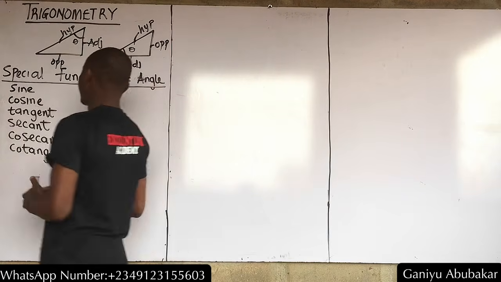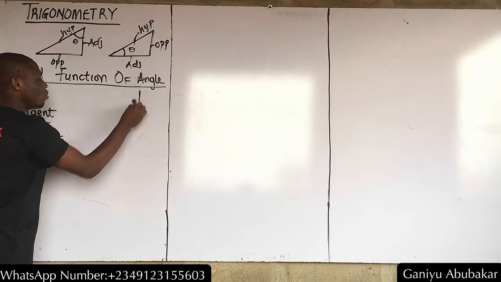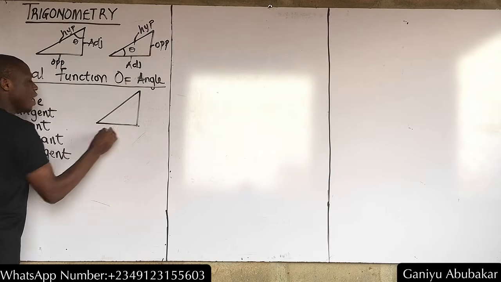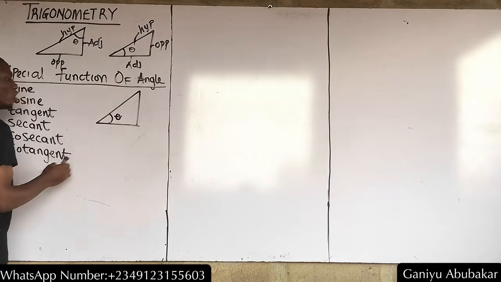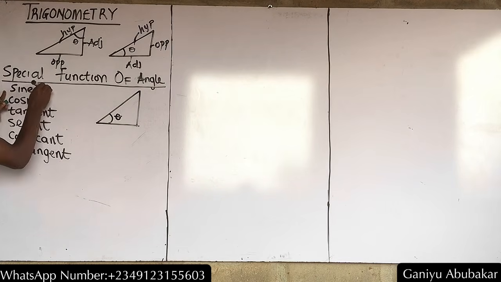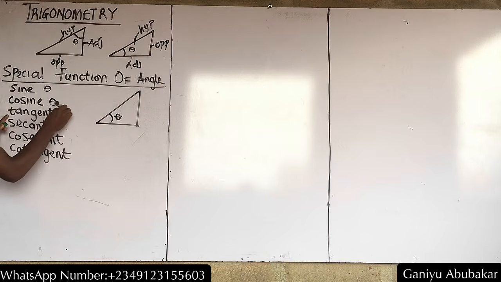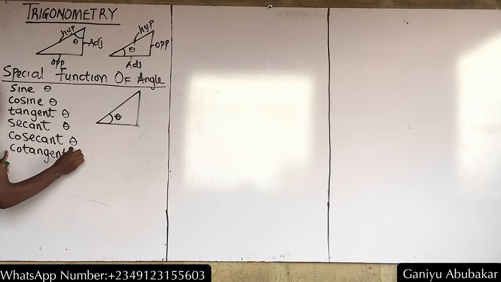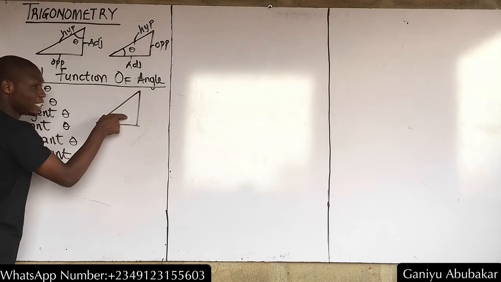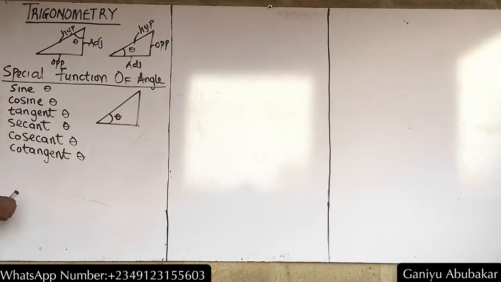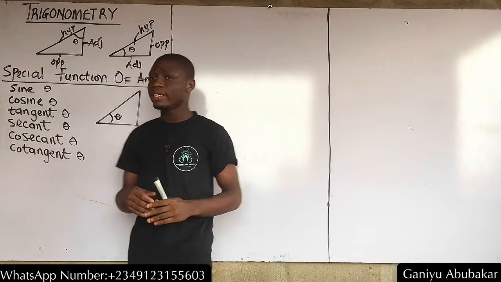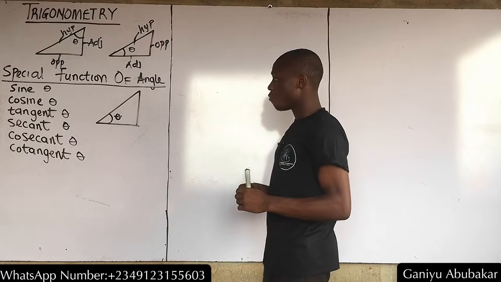Let's say I have a right angle triangle, and the angle I'm considering is theta. It means I'll have sine theta, cos theta, tan theta, sec theta, cosec theta, and cot theta. Because I'm considering angle theta, it is theta all through. If I'm considering alpha, it becomes alpha. If I'm considering beta as my angle, they become beta. This is the concept behind special function of angle.